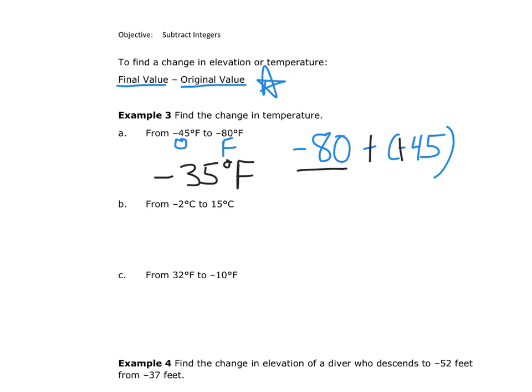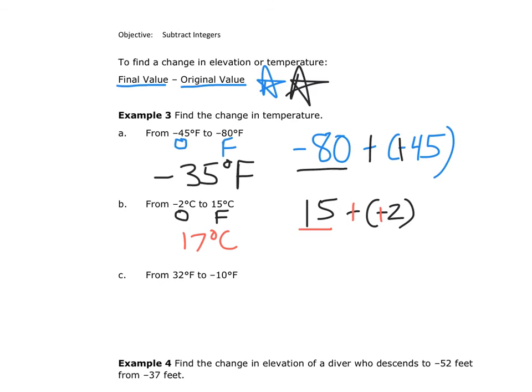So it went from negative 2 degrees Celsius to 15. So this is your original, this is your final. So once again up here, I'm going to do the final, 15, minus the original, which is negative 2. And then I can keep, change, change, and I get 17 degrees Celsius. So that went up 17.